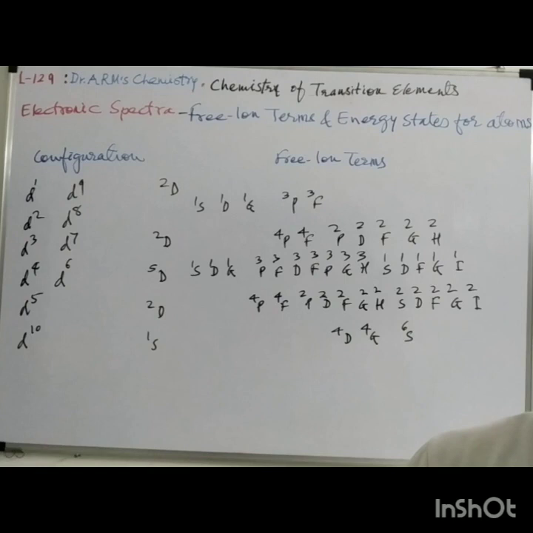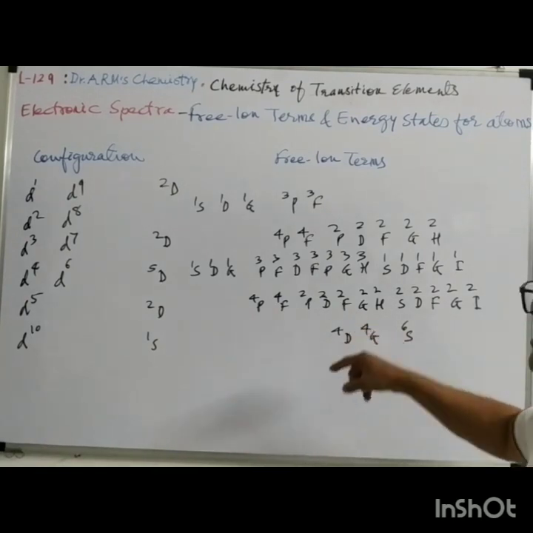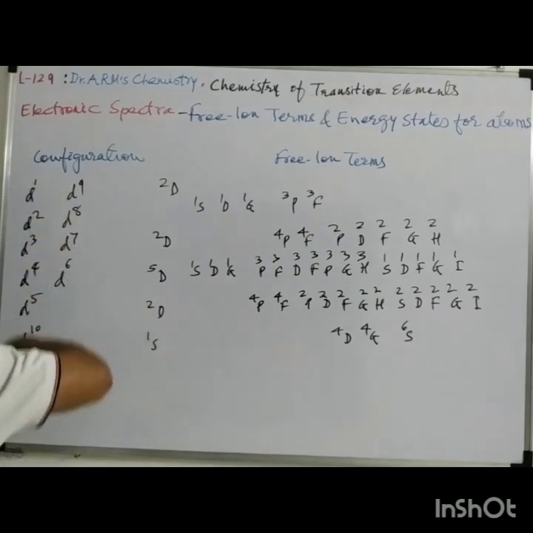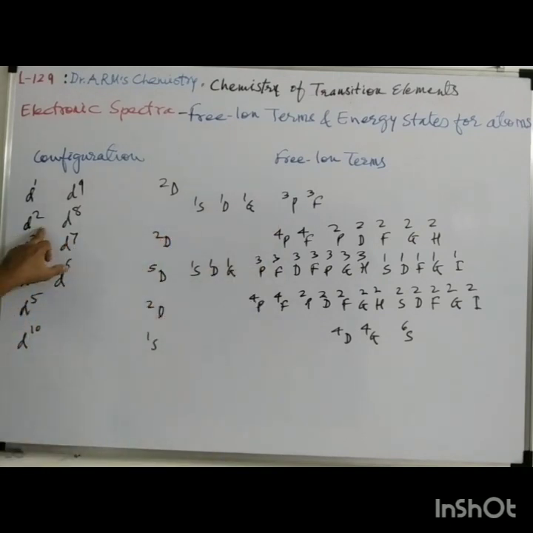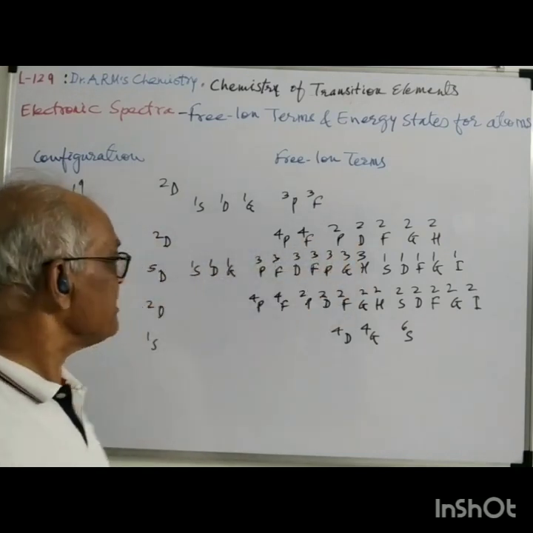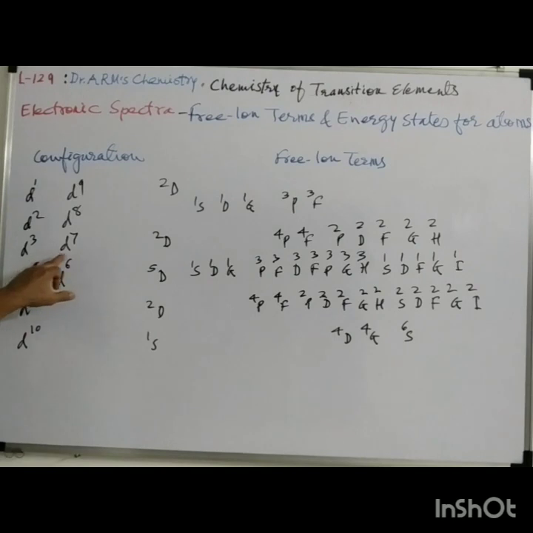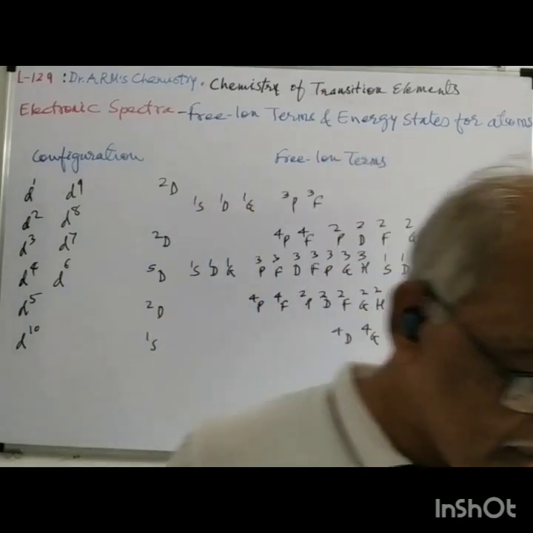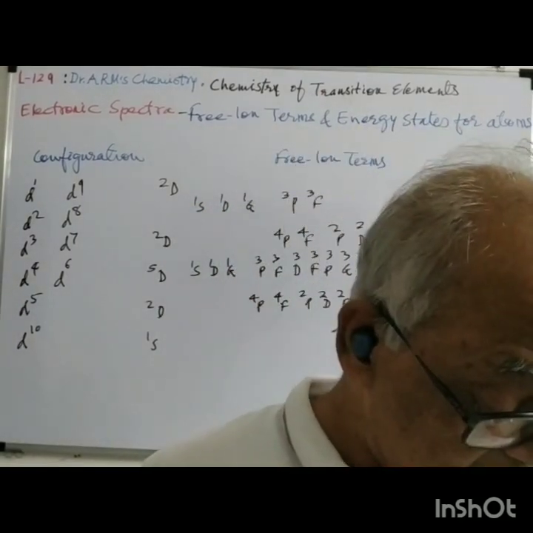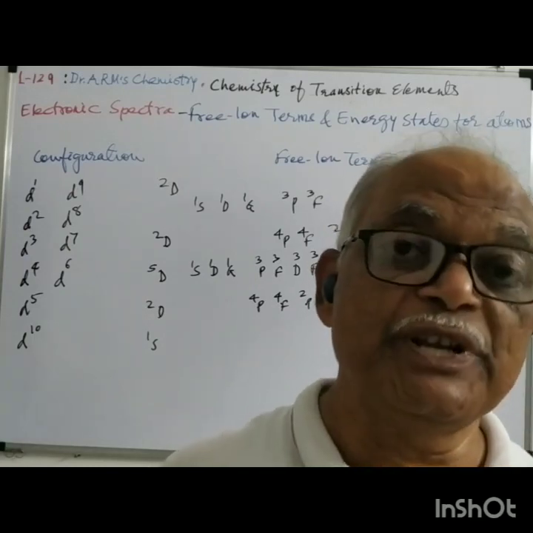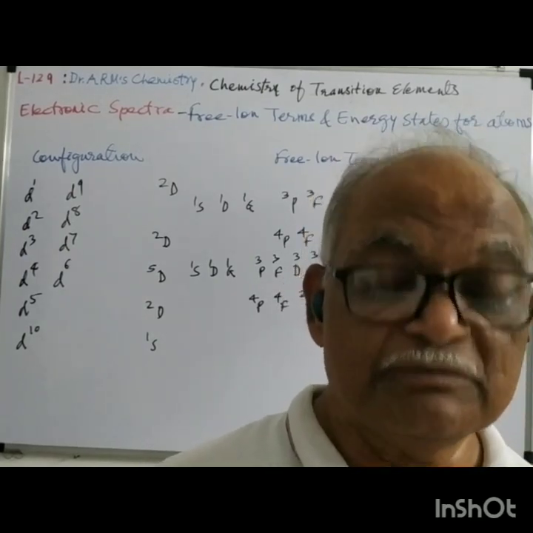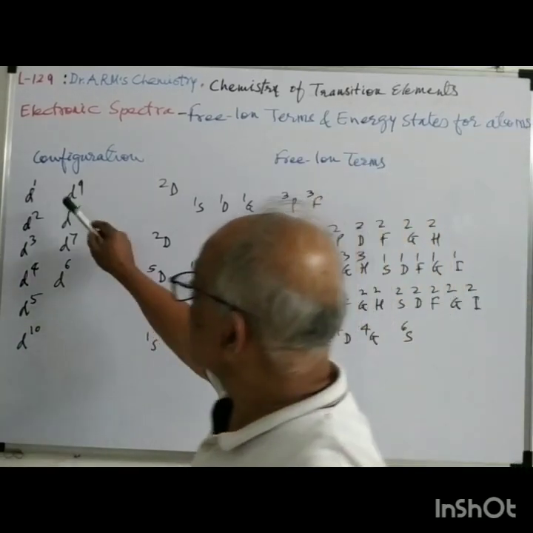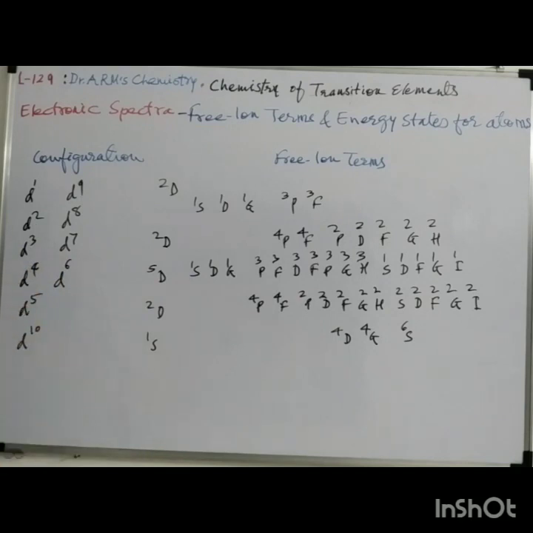So these are the various free ion terms observed for these types of configurations. For d1 and d9, these are the free ion terms. Similarly for d2 and d8, these are the free ion terms. In this way we have d3, d7, d4, d6 and d5, etc. Now here we have to remember that these states are shown when we consider any transition for d1 or d9 or d2, etc.